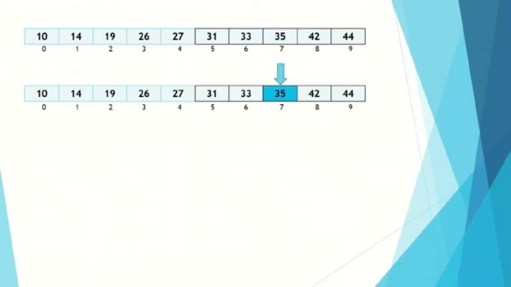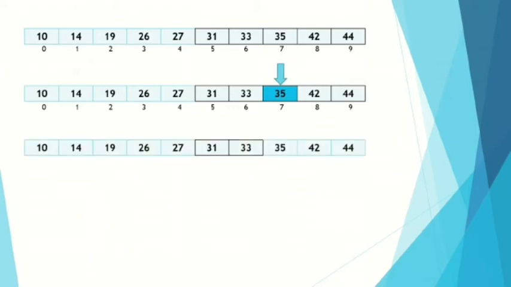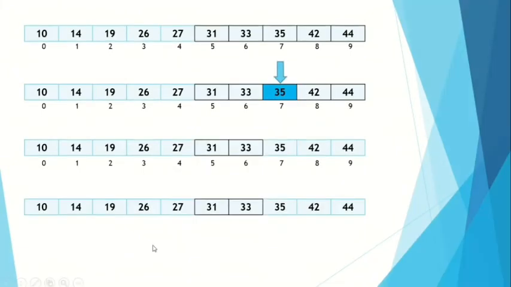We compare the value stored at location 7 with our target value 31. The value stored at location 7 is not a match. Rather, it is more than that what we are looking for. So, the value must be in the lower part from this location. We calculate the mid again. This time, it is 5.